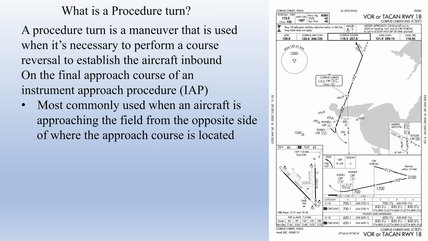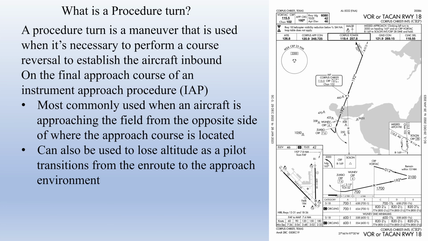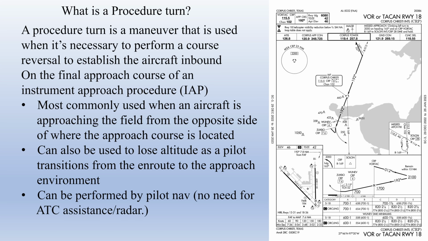It's most commonly used when an aircraft is approaching the field from the opposite side of where the approach course is located. It can also be used to lose altitude as a pilot transitions from the en route to the approach environment, and it can be performed by a pilot using their own navigation. In other words, there's no need for air traffic control assistance in the form of radar vectors, and in fact, you don't even have to be in a radar environment.